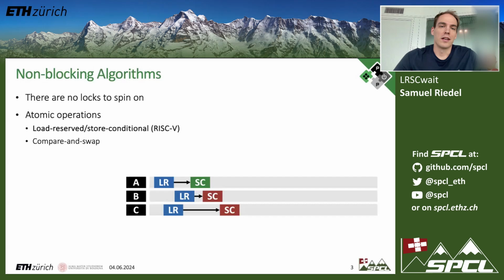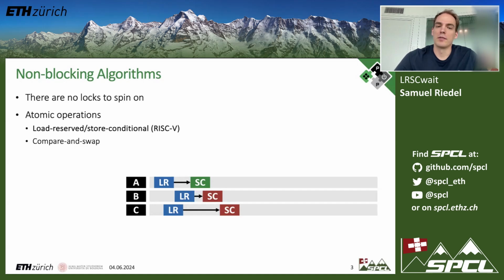One alternative is non-blocking algorithms. So we don't have a lock to spin on, of course, but we still need some atomic operations, usually load reserve store conditional. This is what we will look at mainly in RISC-V, but also compare and swap. So it's a similar concept.